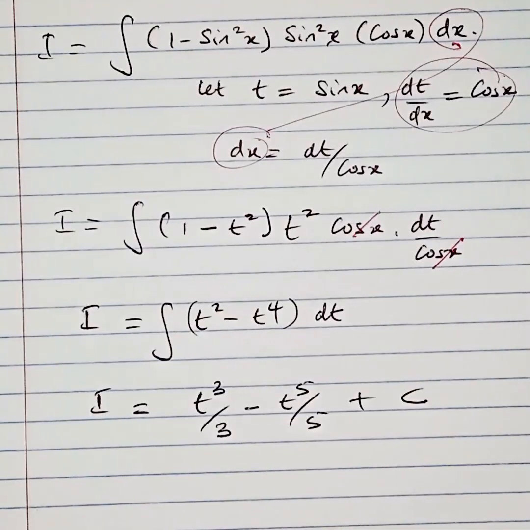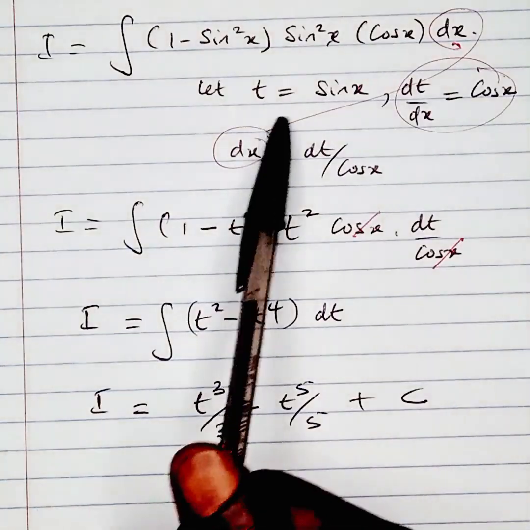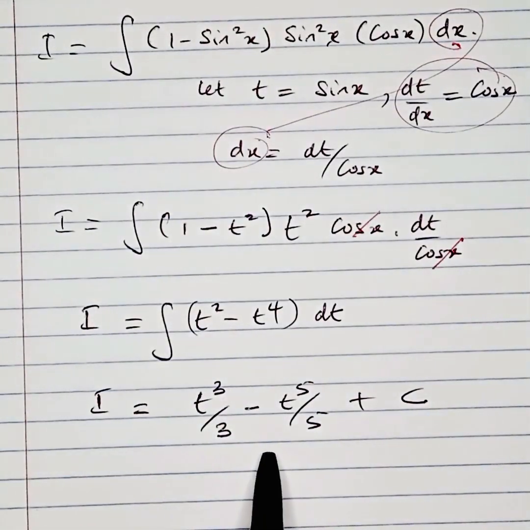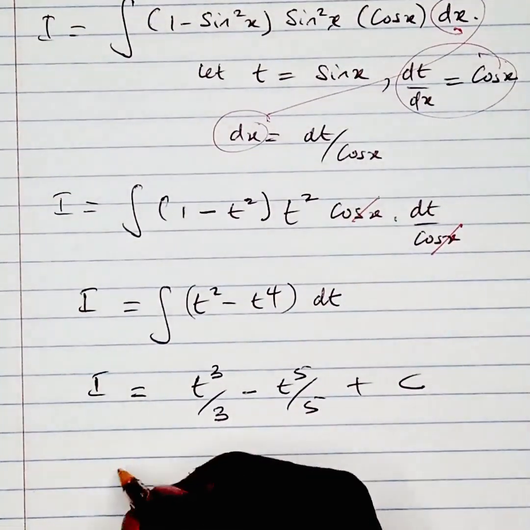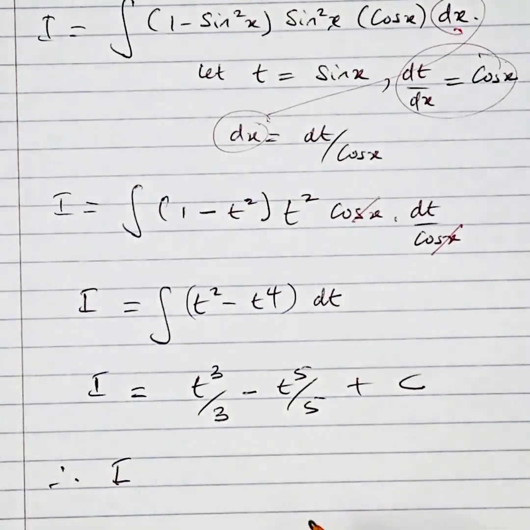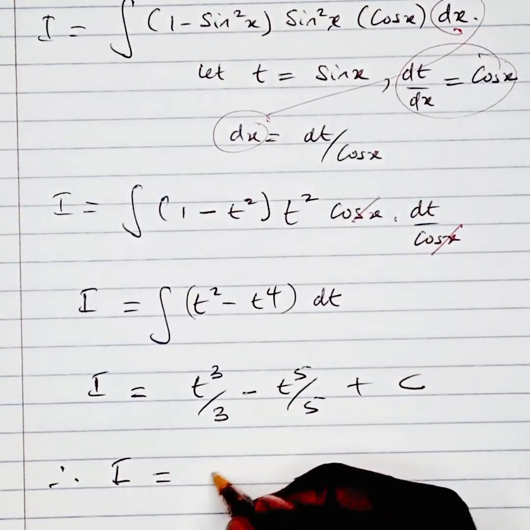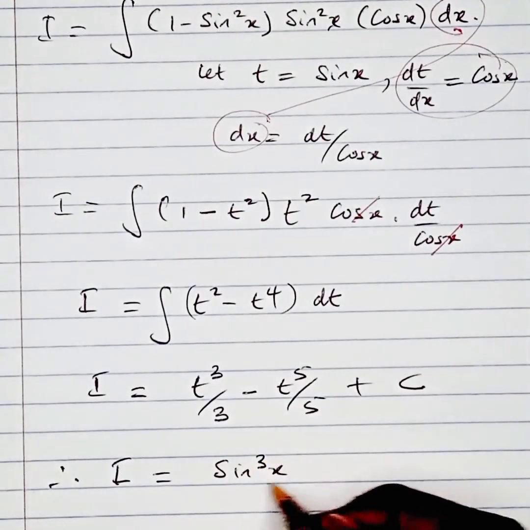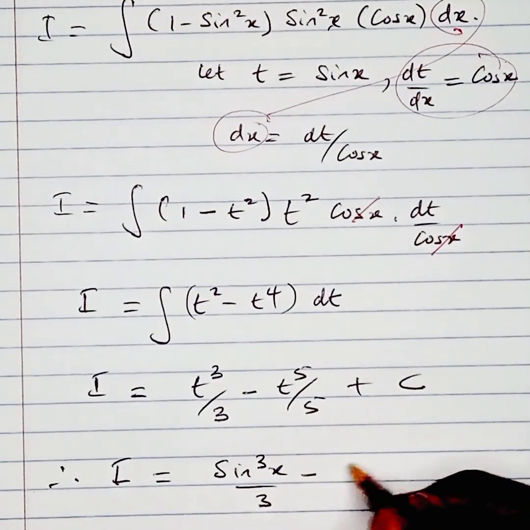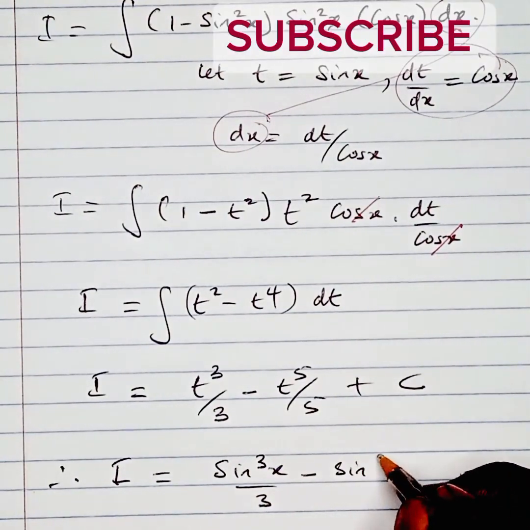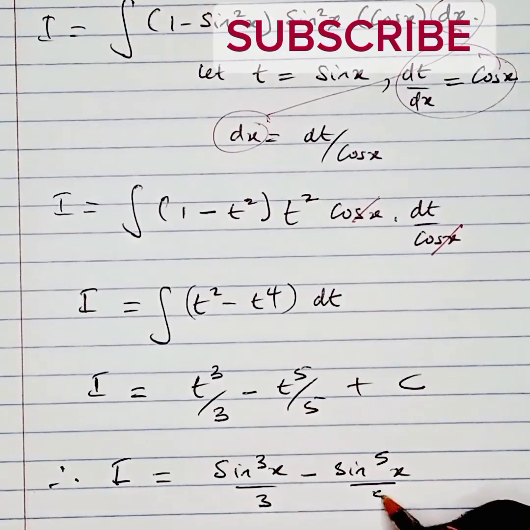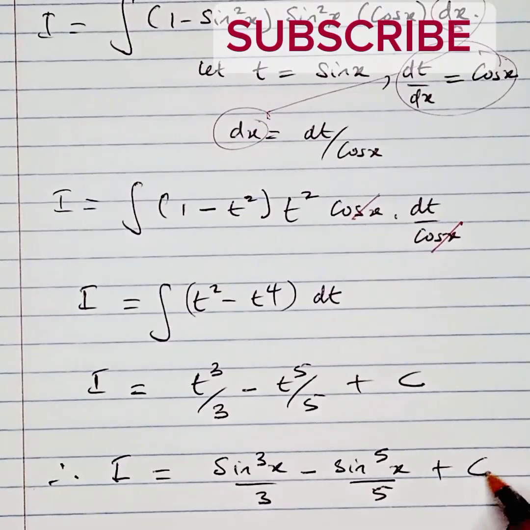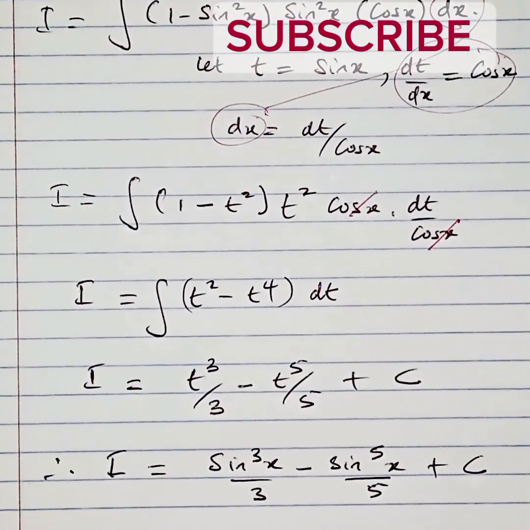Now it's time for us to take back our sine x in there, because you remember we said t is equal to sine x, so we're just going to take it back there. Then we are going to have I, therefore I is equal to t to the power of 3 is sine to the power of 3 x over 3 minus sine to the power of 5 x over 5 plus c, where c is an arbitrary constant.